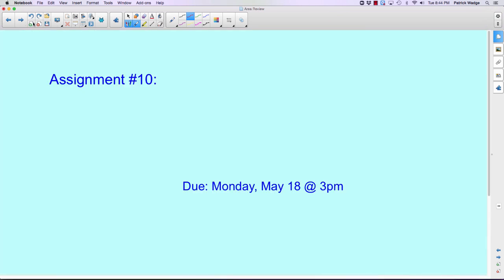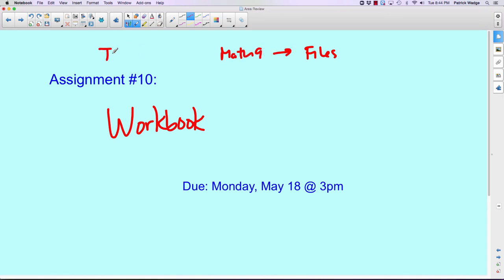Here's your assignment. It's assignment number 10. It's going to be in your workbook. It is in your workbook. I have posted the workbook under Files in Math 9 in Teams. So if you go to Teams and then look for Math 9 and then go to Files, you'll find a file that's called something like workbook, and then it says like area, volume, surface area. So if you don't have your book at home, look for that and you'll be able to get the workbook.